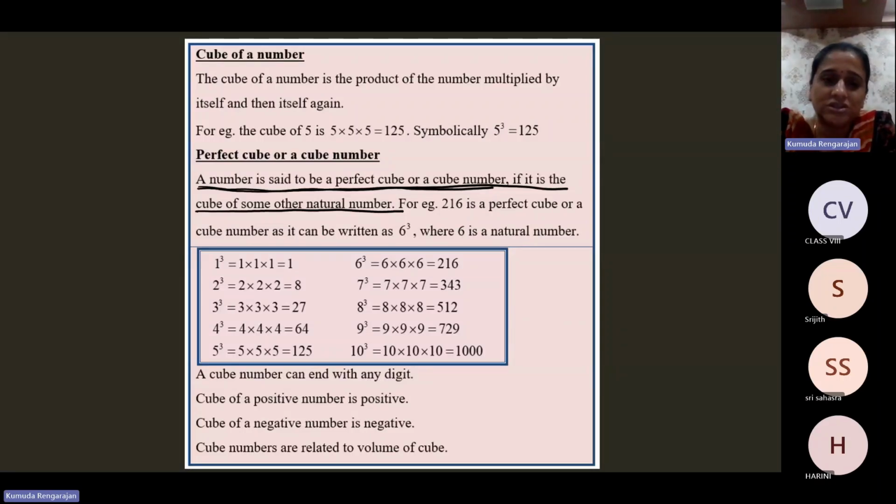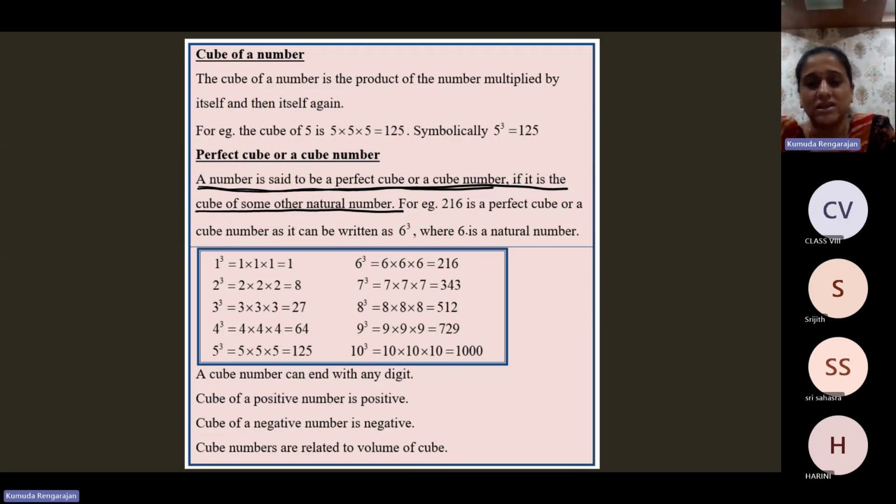A similar definition is for a perfect square. A number is said to be a perfect square if it is the square of some other natural number. Likewise, a number is said to be a perfect cube if it is the cube of some other natural number.